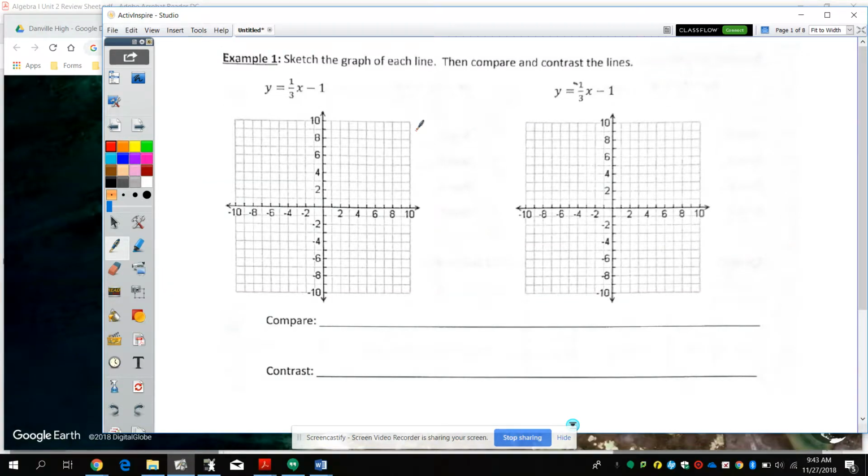And this is example number 1. The question says, sketch the graph of each line. And then it says, then compare and contrast. Compare means what's the same, and contrast means what's different.